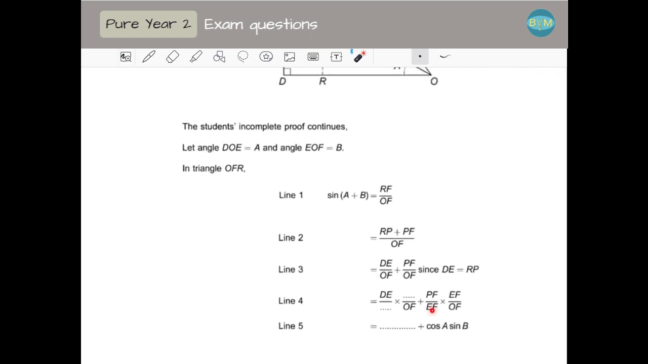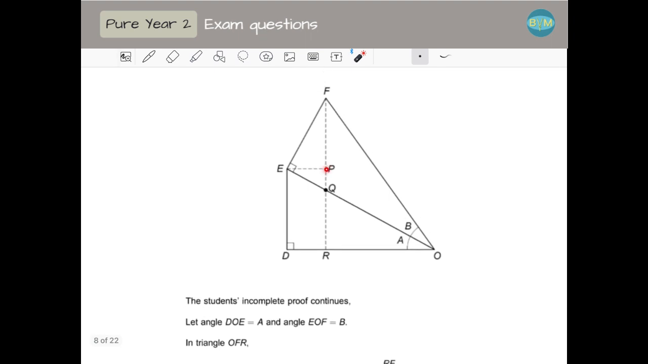So PF divided by EF is cos A. Let's see why. PF over EF is cos A, which means this should be A. So that's where we have to explain, because this is A, but we have to explain why. These angles are alternate angles, so this is going to be A, and you can explain that angle PEQ is A because they are alternate angles.